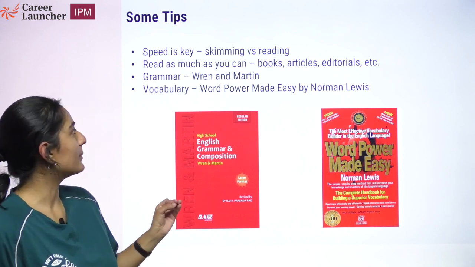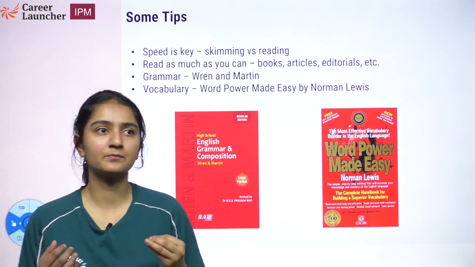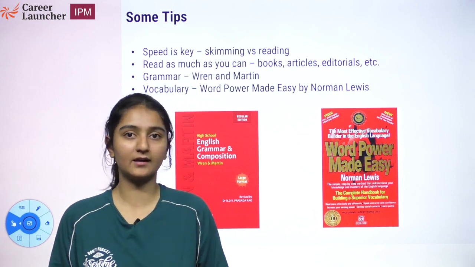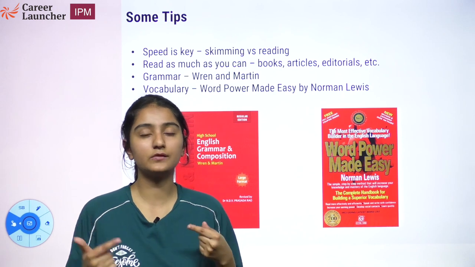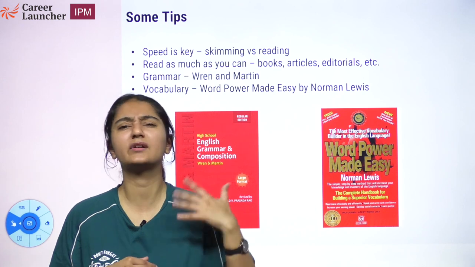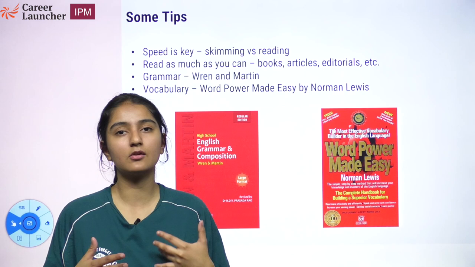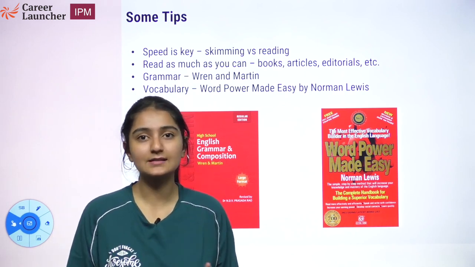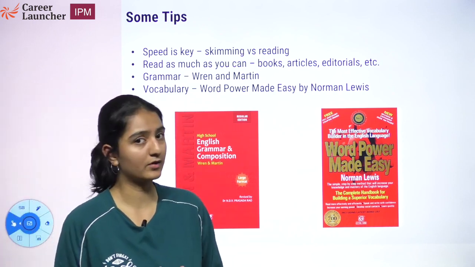The third tip is grammar. Wren and Martin. Wren and Martin is a book that starts from the beginner level and moves to the advanced level. For someone who wants to improve their grammar, aside from reading, this is one thing that you can do. It introduces certain concepts of grammar, like what exactly are tenses, what are the different types of tenses. So it's not just for your exams per se, but it also helps you in your daily life, to form better structured sentences. So Wren and Martin is a book that you can refer to while you're preparing for grammar.